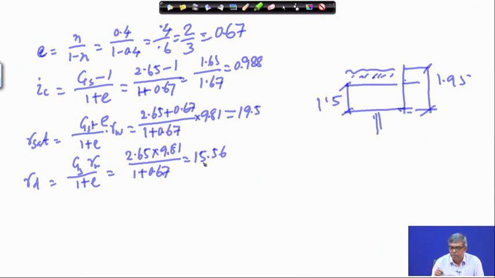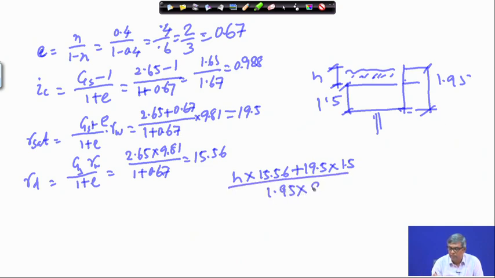Now, we have to find how much weight is coming. Suppose I take this height as H now. So H into 15.56, that is the weight, plus gamma saturated 19.5 into 1.5, and how much water pressure is there? This is 1.95 into gamma w, 9.81. This is actually disturbing, that means causing the flow of sand along with water, and this is the resisting. So the resisting should be divided by the factor of safety, which is 2.5.